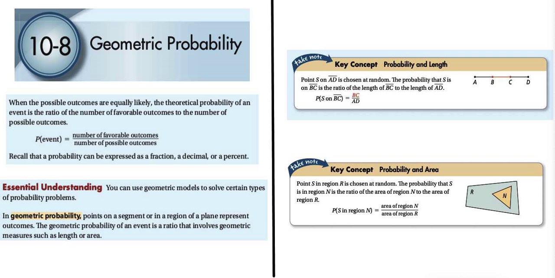When we're talking about probability and length, like the example shown, notice point S on segment AD is chosen at random. So the probability that S is on segment BC is just a ratio of the lengths: the length of segment BC to the length of segment AD. Likewise, in the second model, when we're talking about probability and area, the probability that S is in region N is just the ratio of those areas. It's the area of region N over the area of region R.